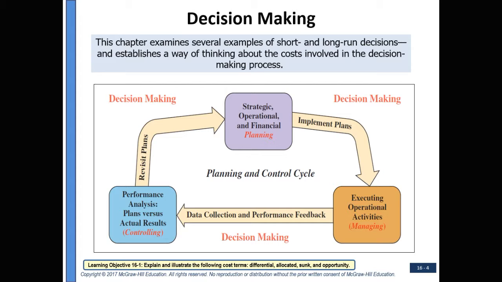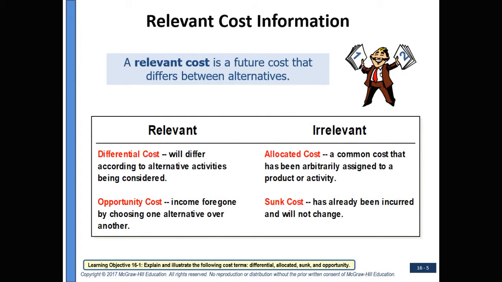The decision-making process begins with strategic, operational, and financial planning. Implementing the plans and executing operational activities provide performance data. After the data is collected, the performance is analyzed, and the feedback generated is used to continue to refine the process. This chapter examines several examples of short and long-run decisions and establishes a way of thinking about costs involved in the decision-making process.